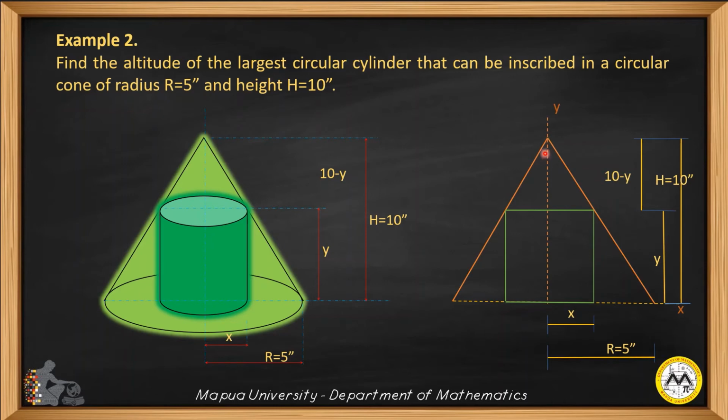And for this small right triangle over here, this dimension is x. It is as long as this one. So this is x, and this one is 10 minus y. So that using the principle that the ratios of corresponding sides of similar triangles are equal, the ratio of these horizontal sides would be equal to the ratio of the altitudes. So we will have here x is to 5 as 10 minus y is to 10.